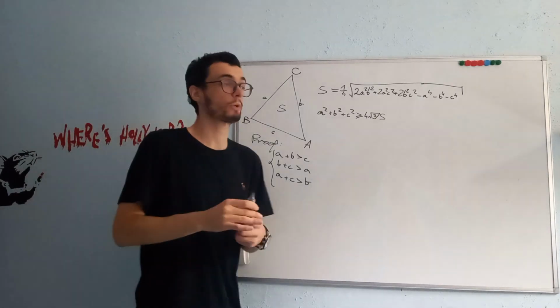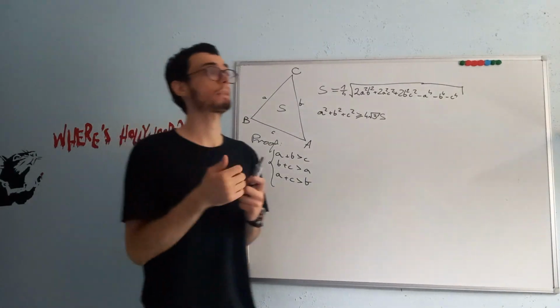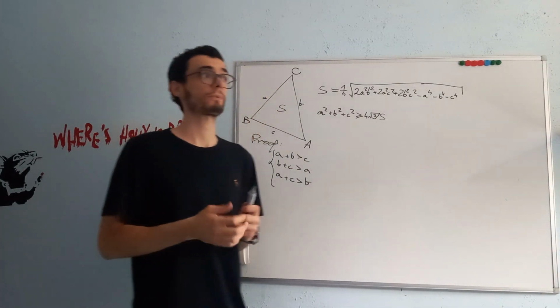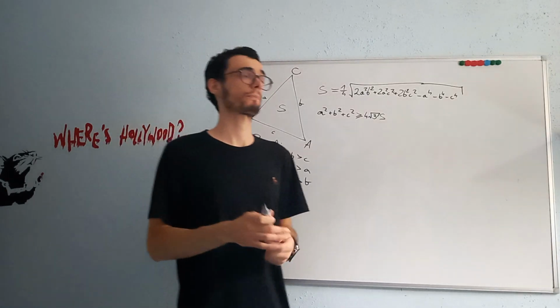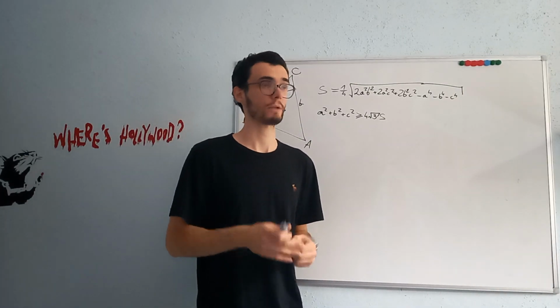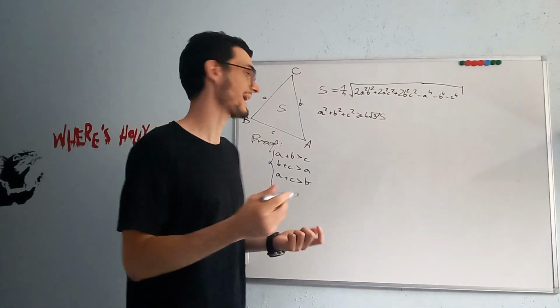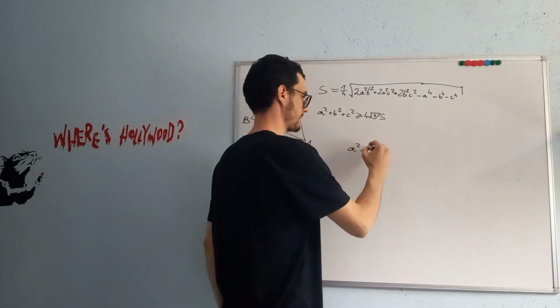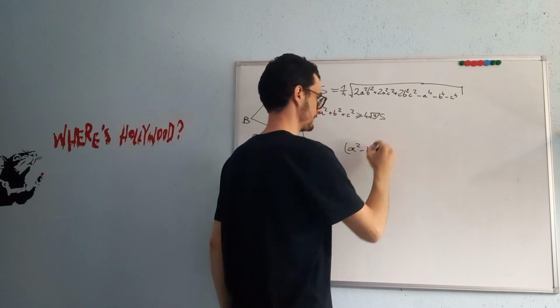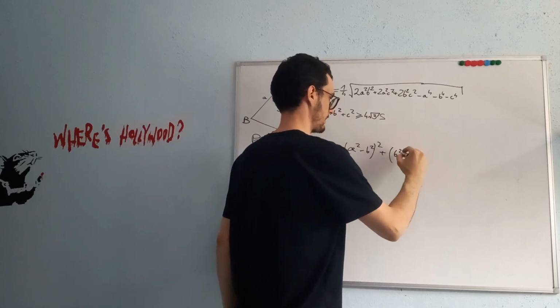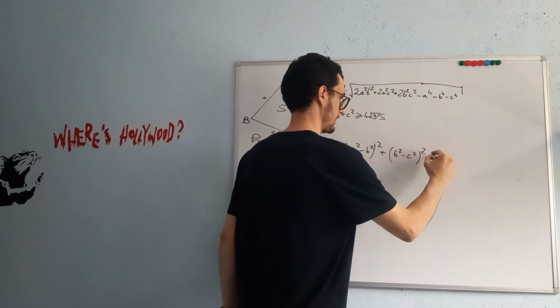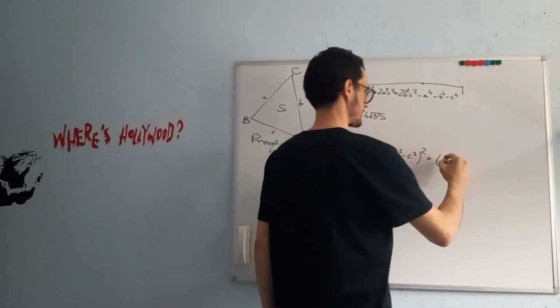Okay, now we know that the square of a real number is non-negative, so the sum of squared real numbers is also a non-negative number. I will choose the real numbers a squared minus b squared, b squared minus c squared, and a squared minus c squared.